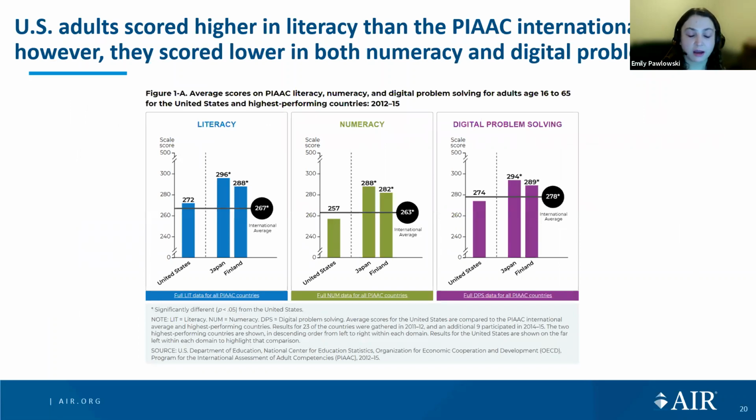So looking at how the US is comparing internationally. For US adults, we're scoring higher in literacy compared to the international average. But for numeracy, they're scoring below the international average, and also for digital problem solving, they're scoring below the international average. So definitely in the numeracy and digital problem solving domains, there's more concern compared to literacy.